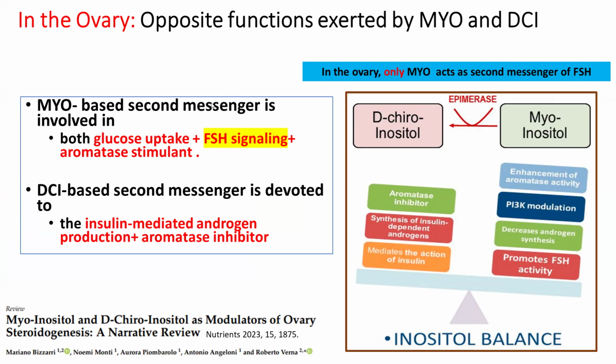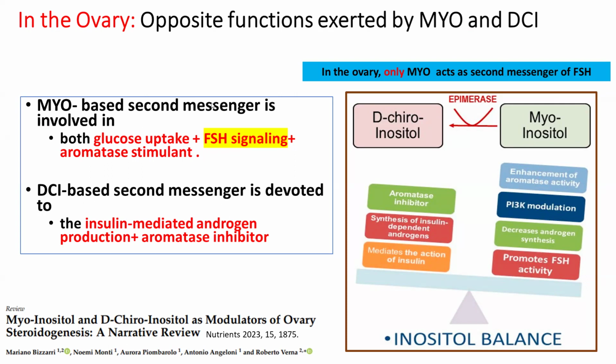So if there is increased myo-inositol, this will enhance aromatase sensitivity and activity, estrogen production, promote FSH activity, and decrease androgen synthesis. While if the D-chiro increases, this will lead to aromatase inhibition and increased androgen, and this is the reverse of the function of myo in the ovary, and this is called inositol balance.